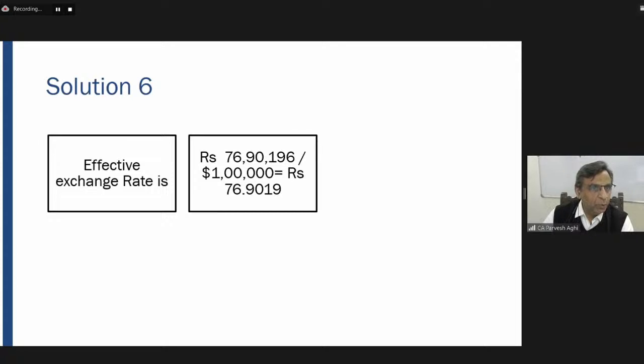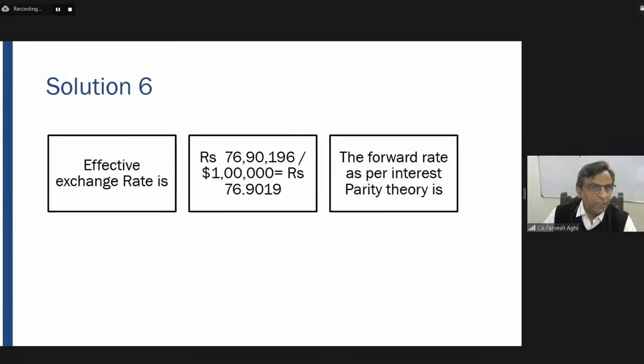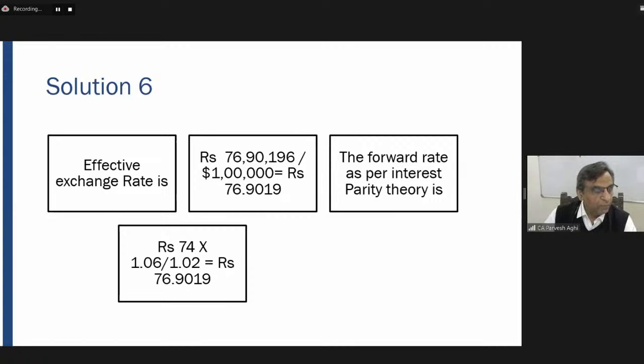So he is able to get a rate of 76.90, at which he is getting the money from abroad. The forward rate as per the interest parity theory is the same: 74 into 1.06 divided by 1.02. So the forward rate is the same for 1 year. If the interest parity theory prevails, the rate will be 76.